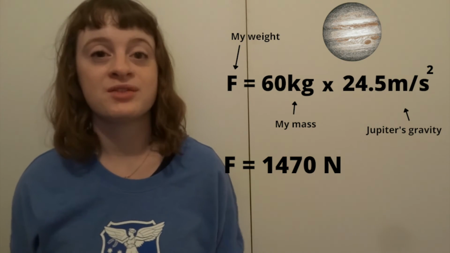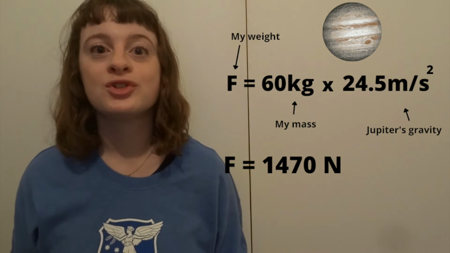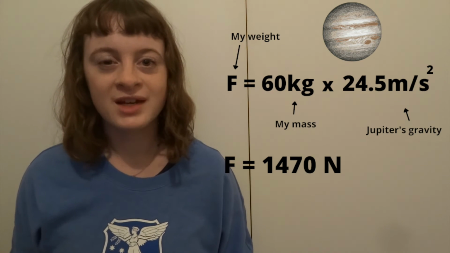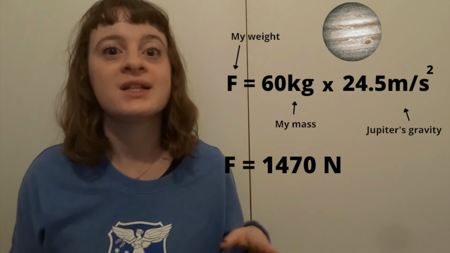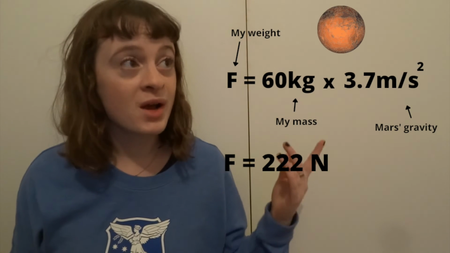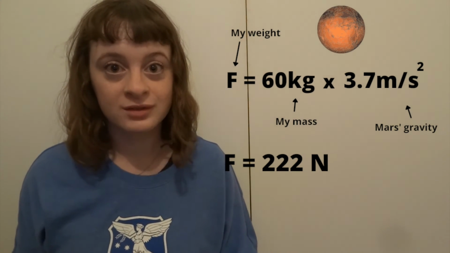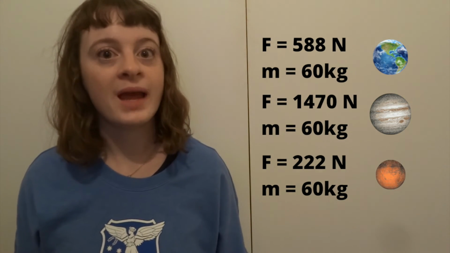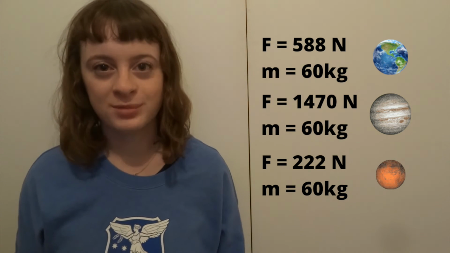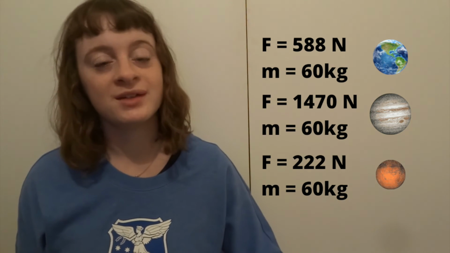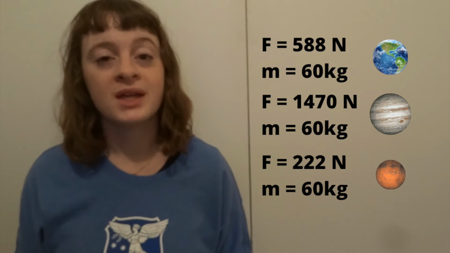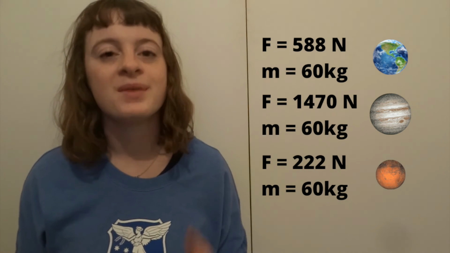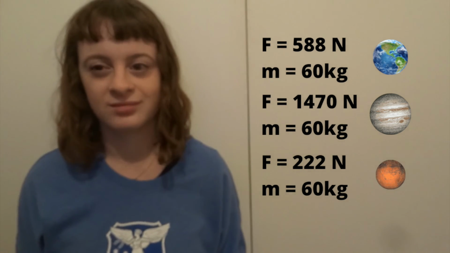Coming back to our equation from before, if we input Jupiter's gravity, we can find out that my weight on Jupiter would be 1,470 newtons. On Mars, 220 newtons. So you can see I weigh a different amount on each planet because the gravity on each planet is different. Bigger planets have more gravity and smaller planets have less. But my mass is always the same. The amount of me does not change.